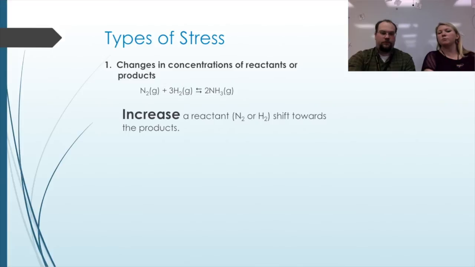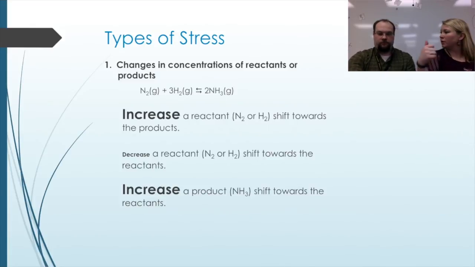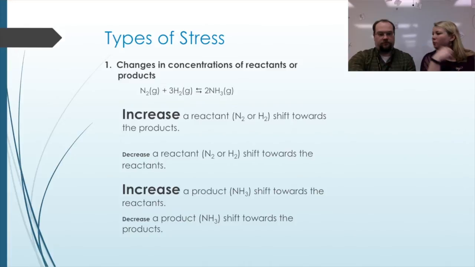In the same respect, if I decrease the reactant, I shift back towards the reactants. If I remove stuff that's reacting, it will shift to compensate. But if I increase a product, I shift towards the reactants. And if I decrease a product, I shift back towards that product. So whichever one I decrease, I shift towards it, and whichever one I increase, I shift away from it.